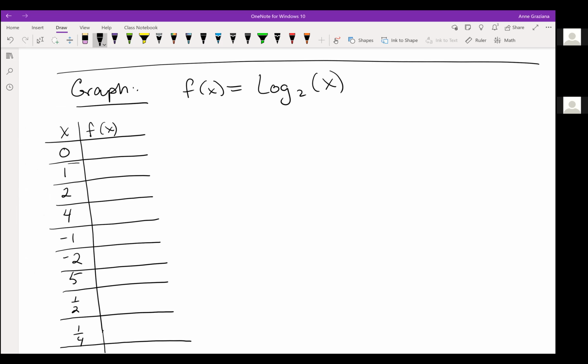Now, let's do some plug and chug here. So let's look at the case when x is 0. So I'm going to put in f of 0 is log base 2 of 0. So I'm basically asking, okay, 2 to what power will give me 0? What do you guys think? What power can I raise 2 to to get 0?